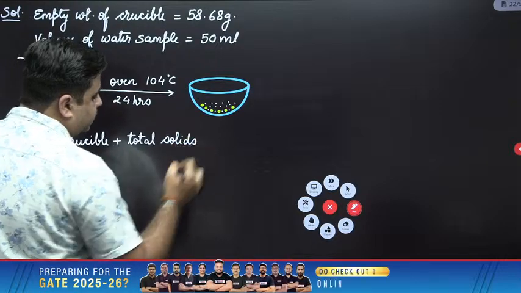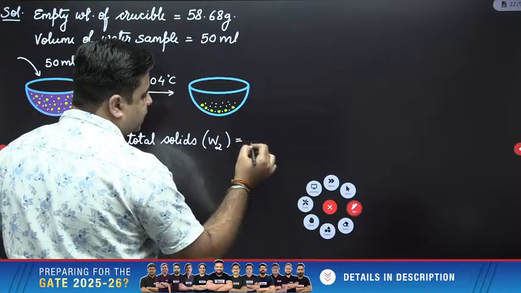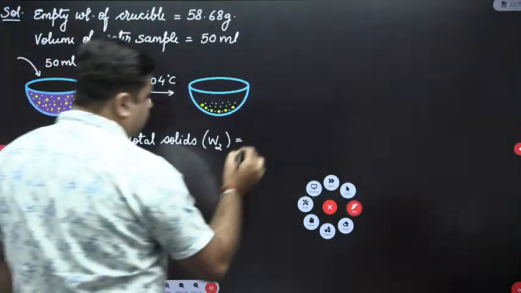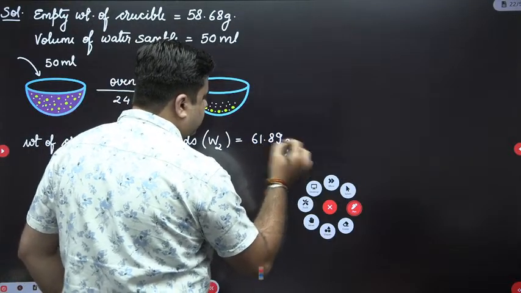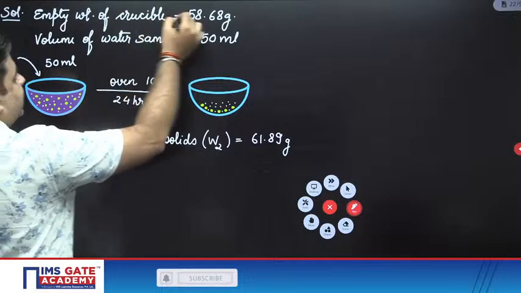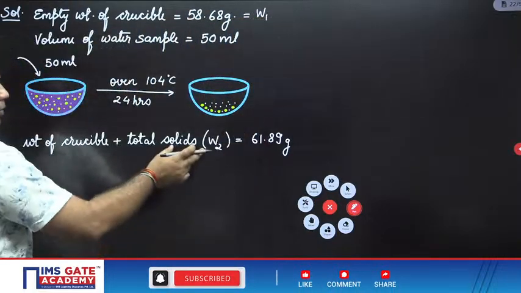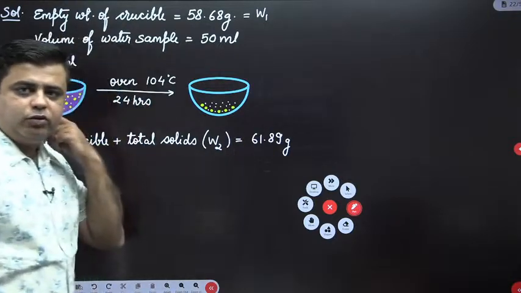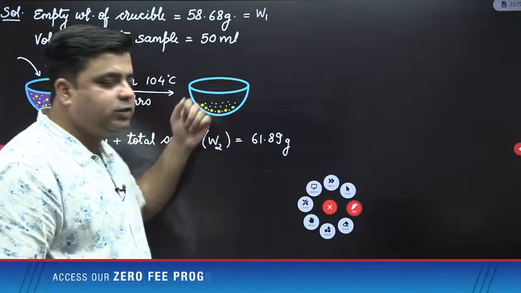Weight of crucible plus total solids, I name this as W2. It is given to you as 61.89 grams. So the empty weight of the crucible is W1, and the weight of crucible with total solids is 61.89 grams. Now first thing that you need to do is calculate the amount of total solids present here.